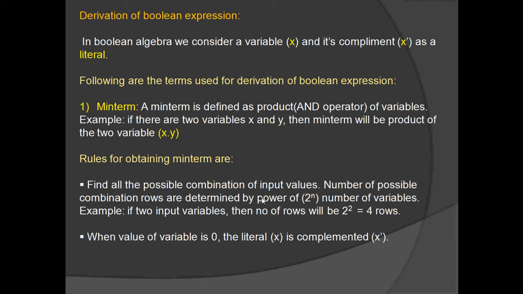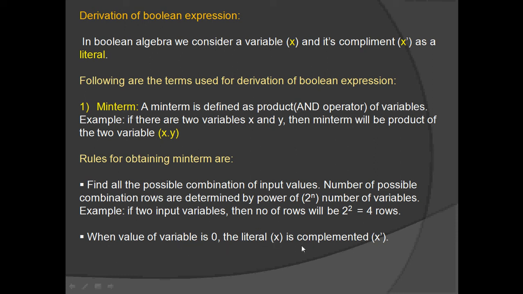Clear? Since we are dealing with logical circuits, and the circuits are based on binary 0 and 1, those are all the possible combinations we can form, that is 8 rows or 4 rows, based on the number of input variables. The second rule is, when the value of a variable is 0, the literal is complemented. So in a min term, whenever the value 0 is encountered in the variable, then that variable will be complemented.